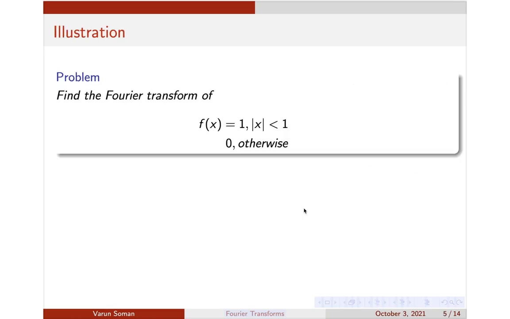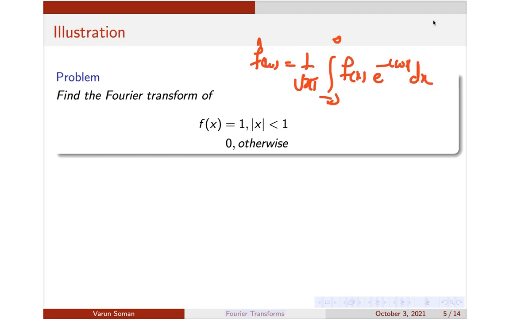Let us find the transform of f of x is equal to 1. So let us recall the Fourier transform once again. F cap of omega is defined as 1 by root 2 pi, integral from minus infinity to infinity, f of x into e raised to minus I omega x dx. So this was the definition here, and we'll try to do the problem with it. So how will you do it here?